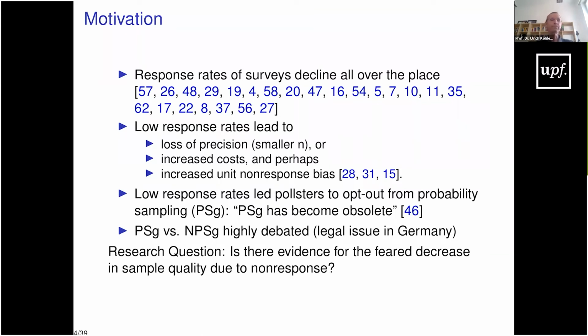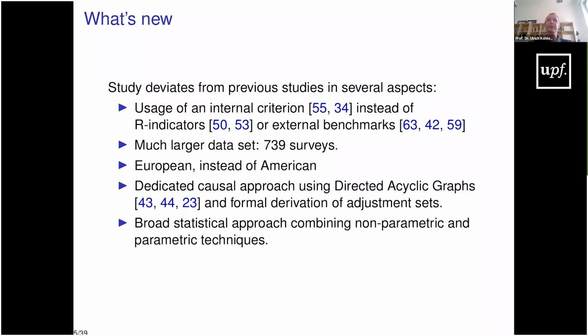This question of whether to use probability sampling or non-probability sampling is highly debated among survey methodologists, but also outside survey methodology. There is even a legal issue on this going on in Germany, because some pollsters try to forbid another pollster from using the term representative for their non-probability sampling techniques. So against this background, our research question is: is there evidence for the feared decrease in sample quality due to non-response? That's a very simple question, and we will look at it systematically.